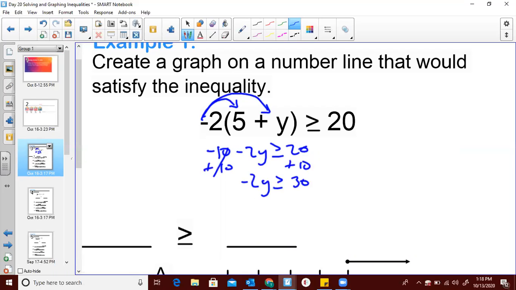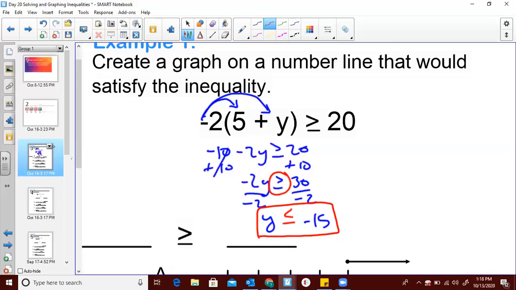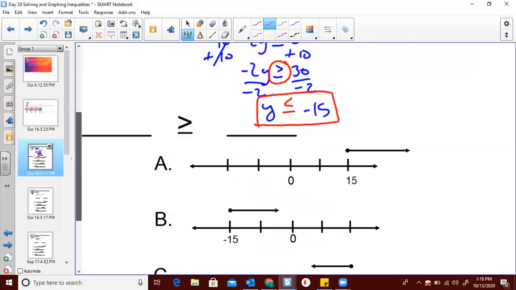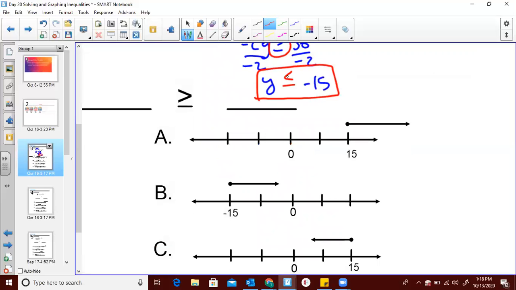Here, when I divide by negative 2, I'm going to get y and a negative 15. It's very important to remember that when you divide or multiply by a negative with an inequality, this sign changes. All right, and that would be your inequality solved. So what this says is that all values for y are less than negative 15.